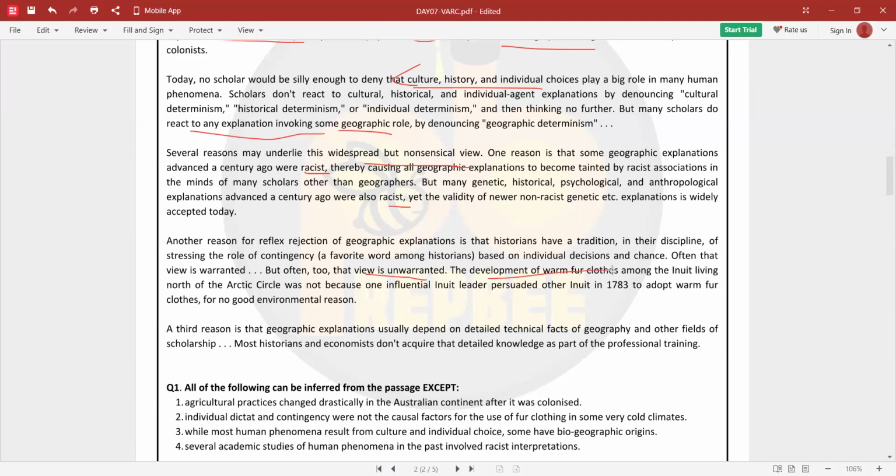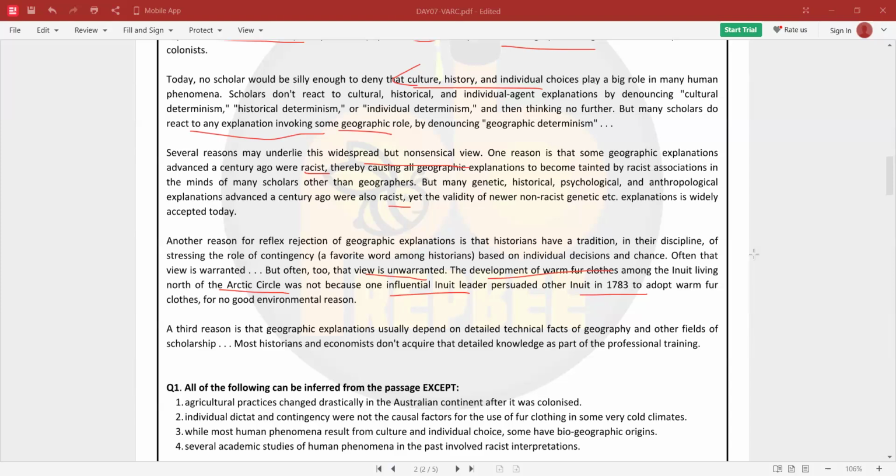The development of warm fur clothes among the Inuit living north of the Arctic Circle was not because one influential leader persuaded other Inuit in 1783 to adopt it for no good environmental reason. Now, this Arctic example reinforces that some adaptations, like the warm clothing ones, are not due to personal choice, like I want to make warm clothes or I want to do agriculture.